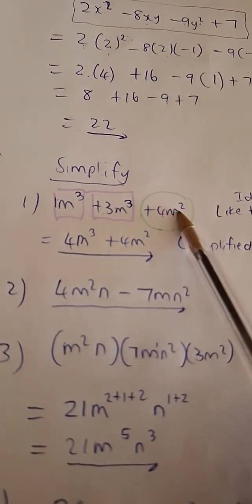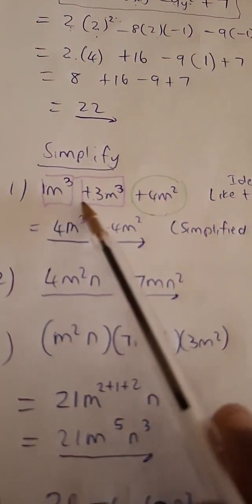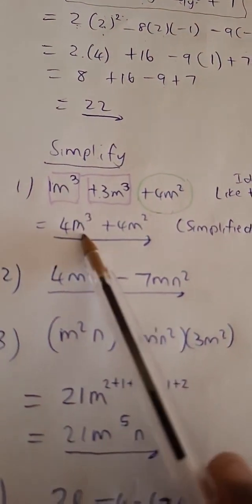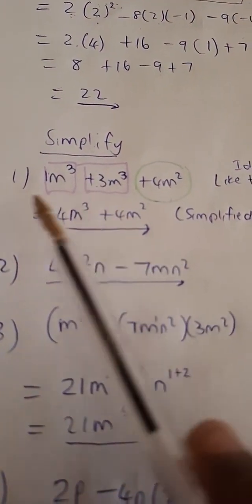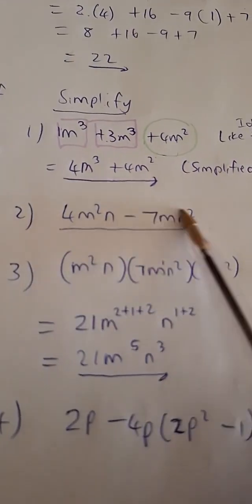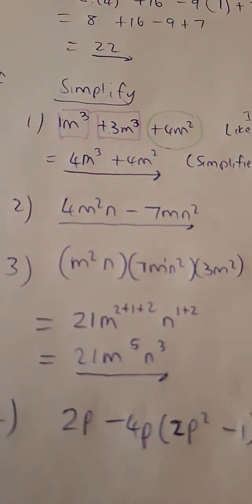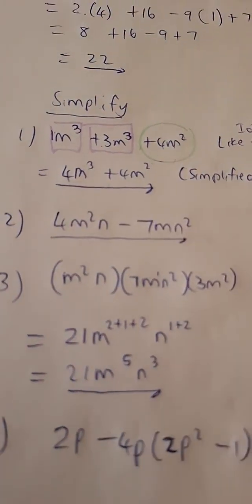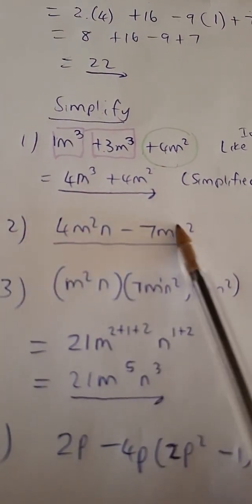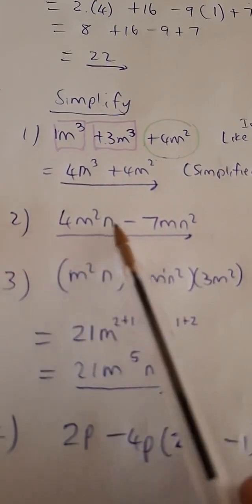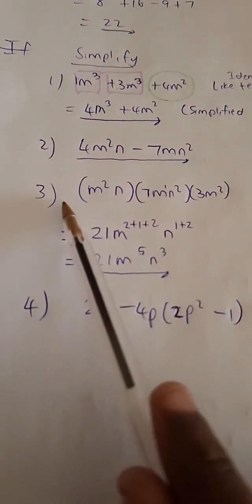There were 1, 2, 3 terms, 2 of which are like terms. That's why we added them and we were able to get an answer of 2 terms. The second expression, how many terms are there? There are 1, 2 terms, but these terms are unlike terms, so we could not add them or subtract them. We left the answer as it is.